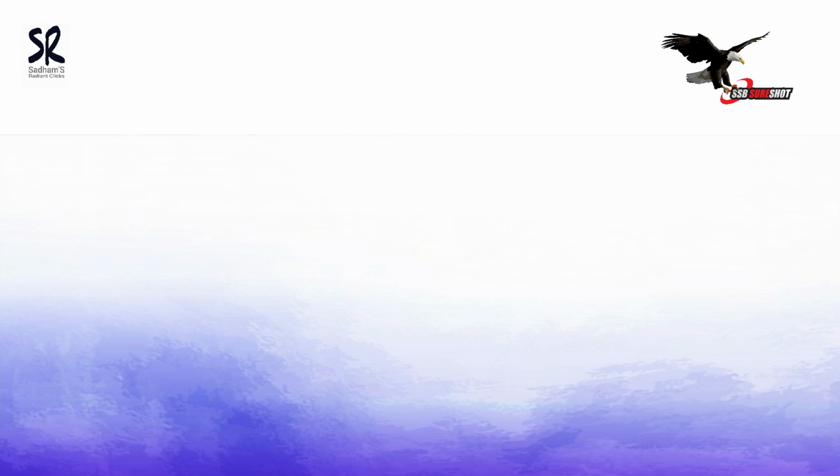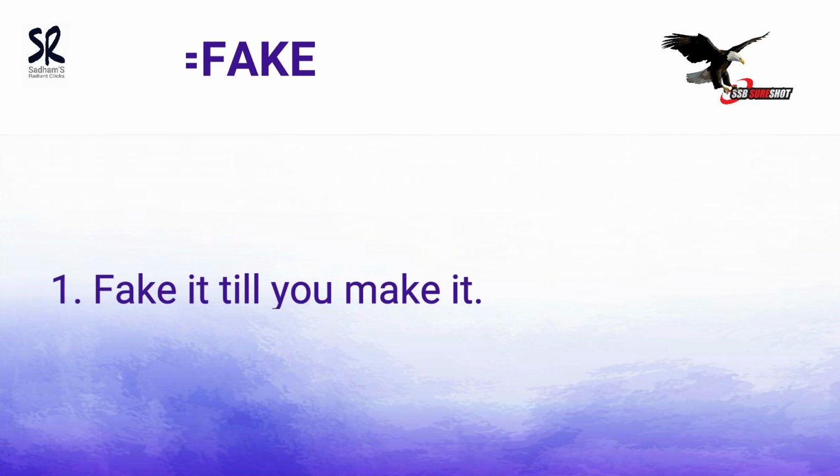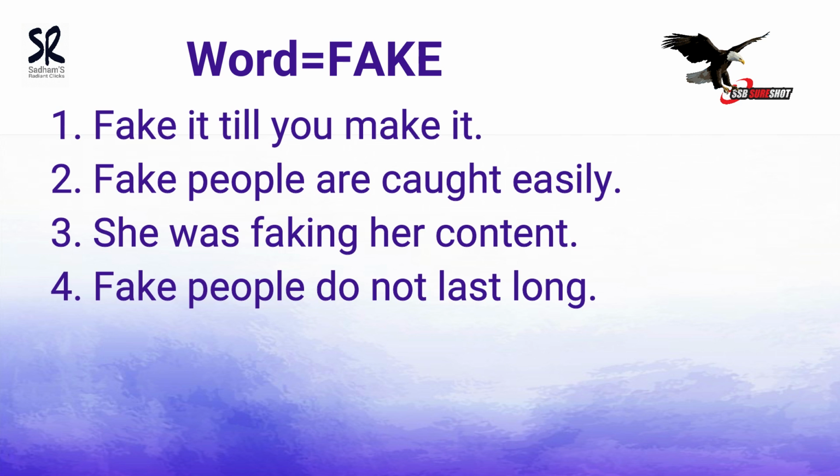Here is another word for you, a difficult one again: fake. The kind of sentences our candidates have come out with: fake it till you make it. Again, it is a kind of phrase, an oblique idiom, which should be avoided. Another sentence they have come out with is fake people are caught easily. Again, nothing very big about it. Yes, it's again a truth which we all know. Third sentence they have come out with is she was faking her conduct. Again, it is just making a sentence which is more or less meaningless.